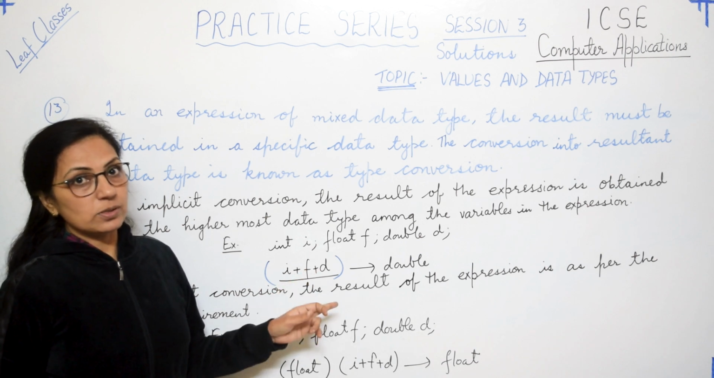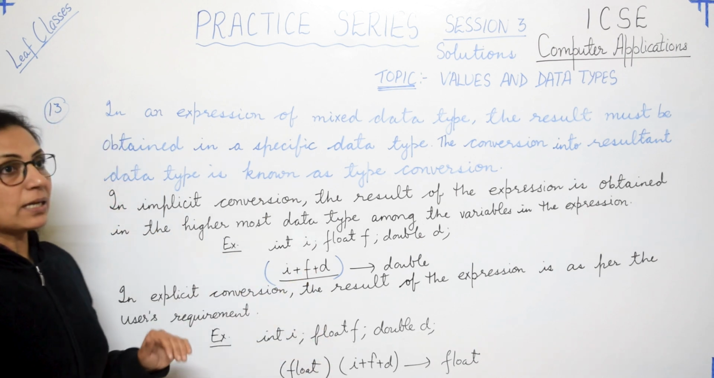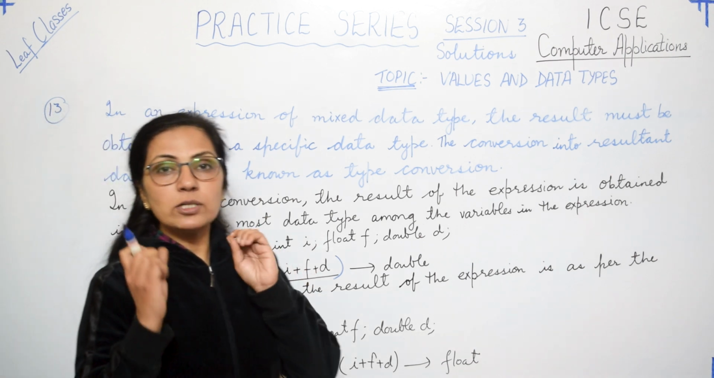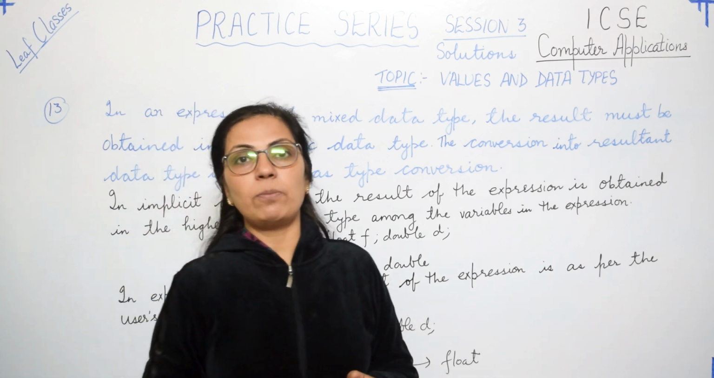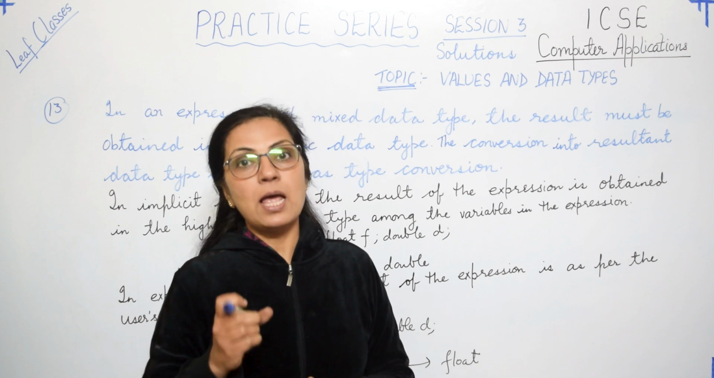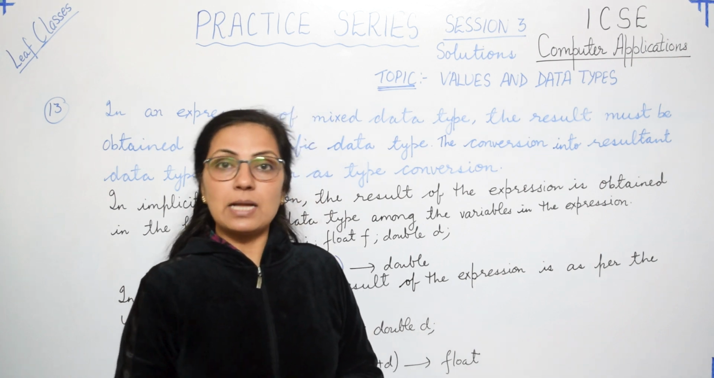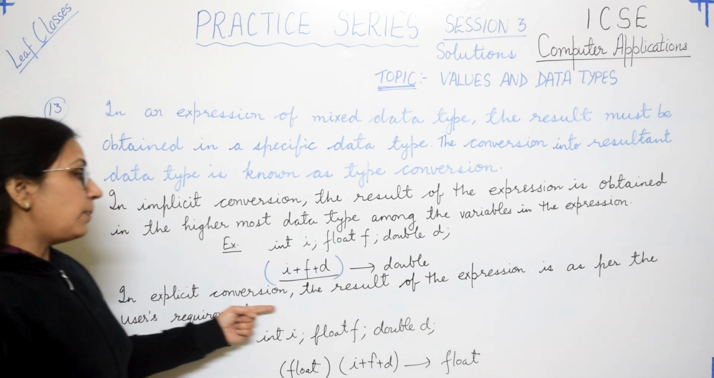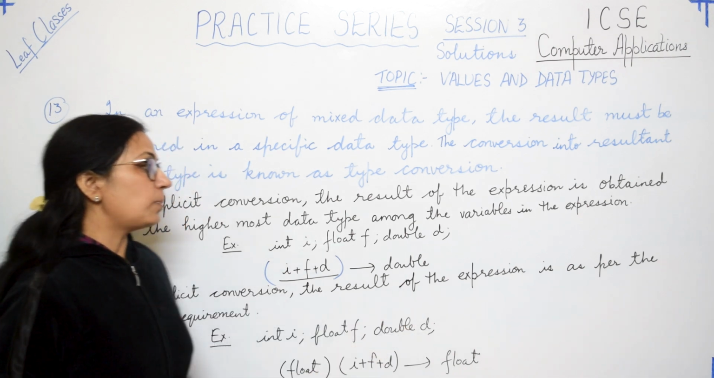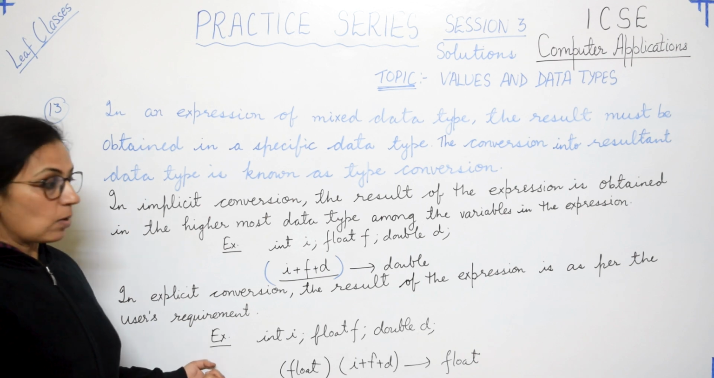Now in explicit conversion, forcefully we want the result in int type only, or float type only, or double type. We tell the statement to give the answer in this particular data type. So in explicit conversion, the result of the expression is as per the user's requirement.